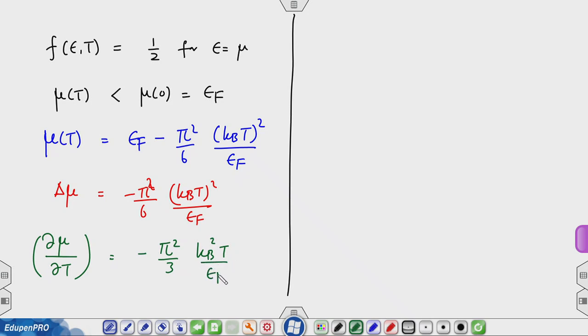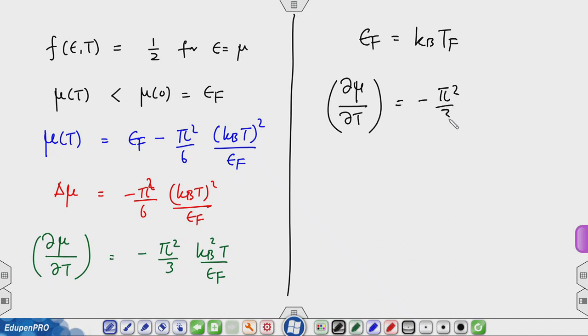If I write symbolically that epsilon F is equal to kB TF, just to define the Fermi temperature TF, it is not the real temperature of the gas, but just to define a number, then you get d mu dT as equal to minus pi square over 3 kB T over TF. So it's of the order of T over TF.